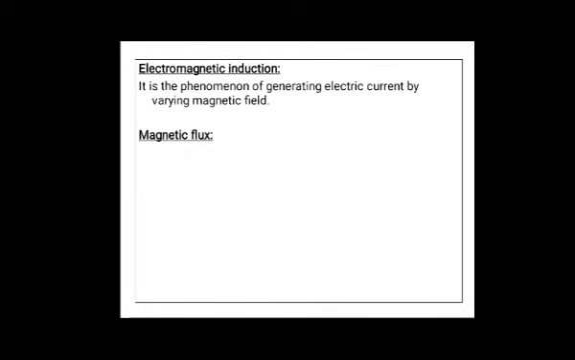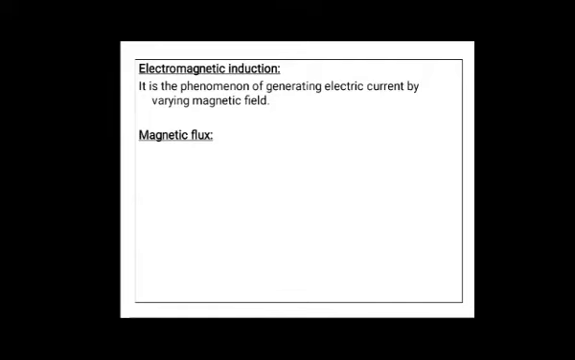See the word there, electromagnetic induction. So when the magnetic field changes, electric current is induced. This phenomenon is called electromagnetic induction. So what is electromagnetic induction? It is a phenomenon of generating electric current by varying the magnetic field, by changing the magnetic field. So when the magnetic field changes, current is induced. This phenomenon is called electromagnetic induction.